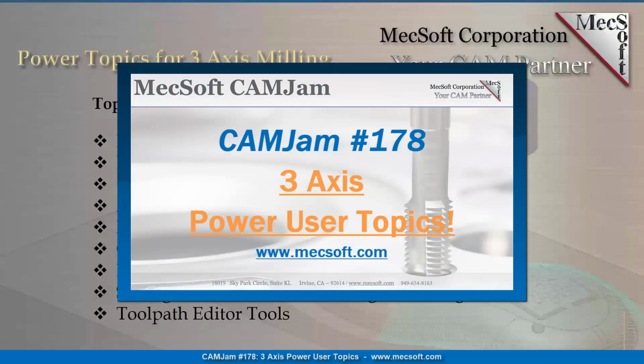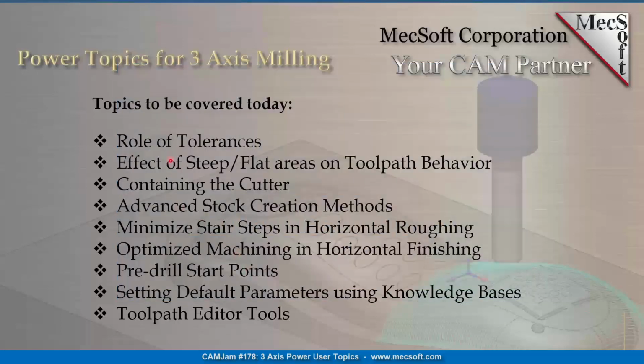We'll be starting out with the role of tolerances in 3-axis machining, basically how we can use tolerances to control the quality of the machining process itself. And then we'll talk about some of the effects of steep and flat areas on toolpath behavior. There are certain things that you need to watch out for depending on the configuration of the part you're machining, the types of machining methods that you can employ. And you need to be aware of some of the behavior of the toolpaths.